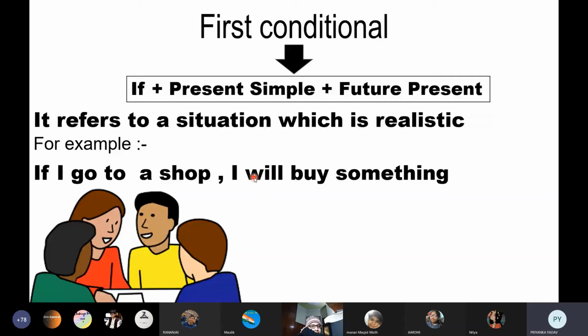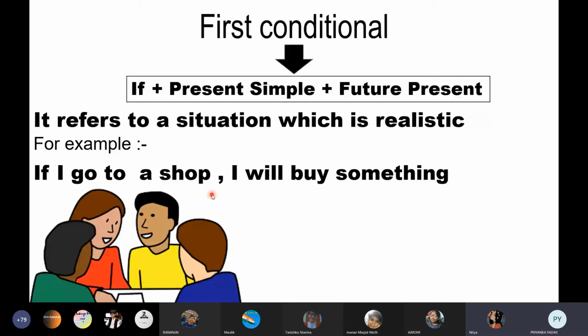And I would like to give one more example here before I move on to the next one. If he works hard, the condition is if he works hard, comma, he will definitely pass. I think it is clear. Nitya, move to the next slide.